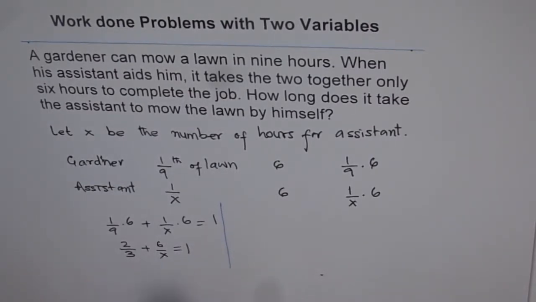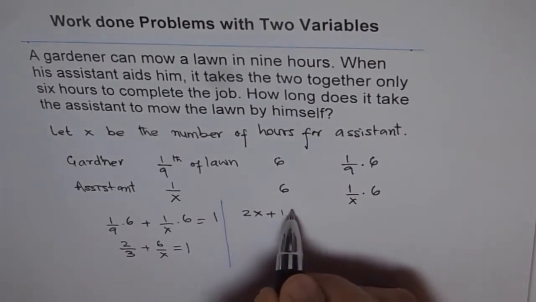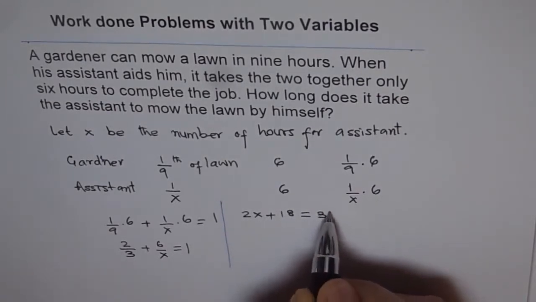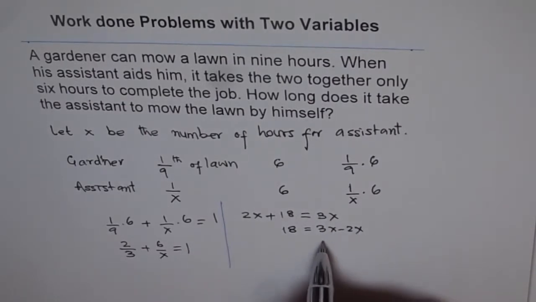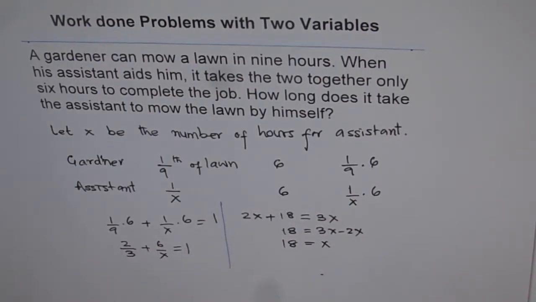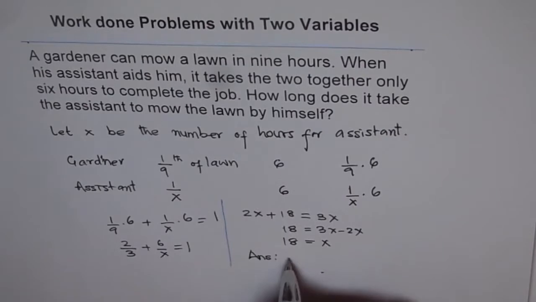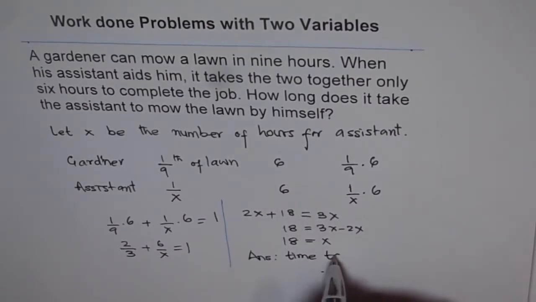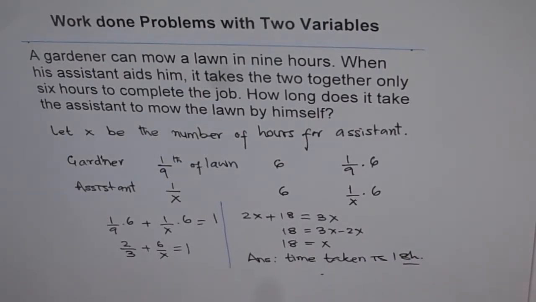We'll multiply by 3x and we get 2x plus 18 equals to 3x. That means 18 equals to 3x minus 2x, or x is equal to 18. So it takes the assistant 18 hours to complete the job by himself. So the time taken is 18 hours for the assistant. So that is how we are going to solve this problem.